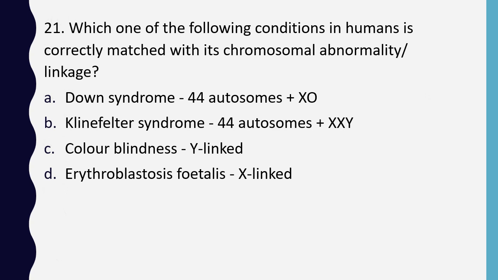Question number 21. Which one of the following conditions in human is correctly matched with its chromosomal abnormality? Down syndrome 44 autosomes plus XO, Klinefelter syndrome 44 autosomes plus XXY, color blindness Y-linked, erythroblastosis fetalis X-linked. Which of the following condition in human is correctly matched with its chromosomal abnormality? Correct answer is option B, Klinefelter syndrome 44 autosomes plus XXY.